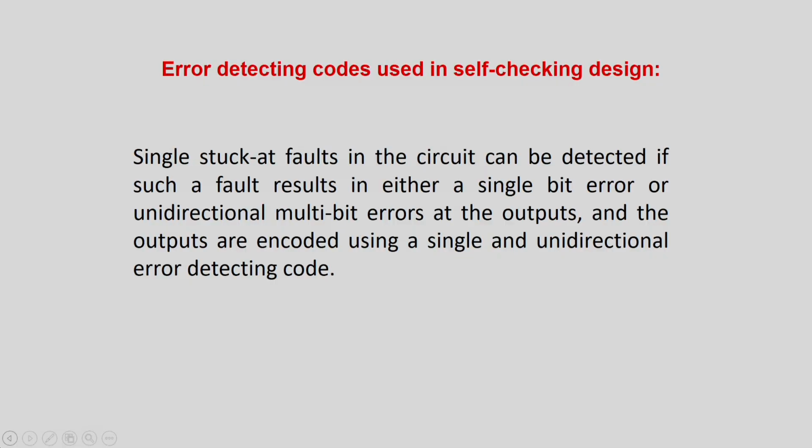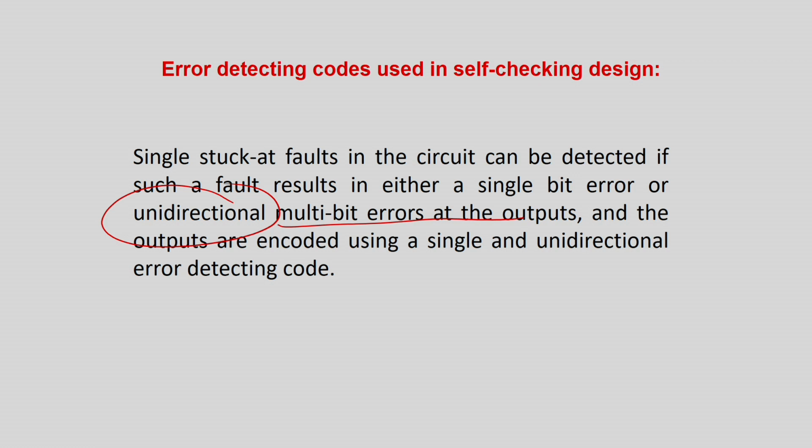So what we have seen is that single stuck-at faults in the circuit can be detected if such a fault results in either a single bit error, which is very easy to detect by any parity mechanism, or unidirectional multi-bit errors at the outputs. Unidirectional means, again I am emphasizing, that if the errors are all from 0 to 1 or 1 to 0, then it is easy to detect.